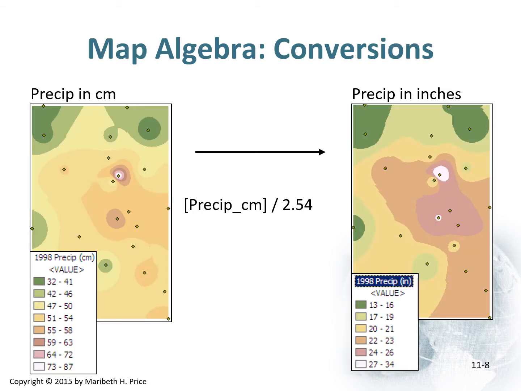Map algebra is also useful in conversions. For example, what if you've got this wonderful raster that shows precipitation in centimeters, but you want it in inches?